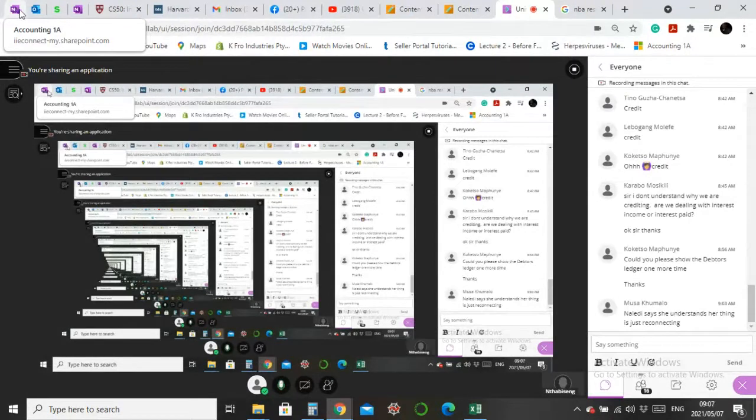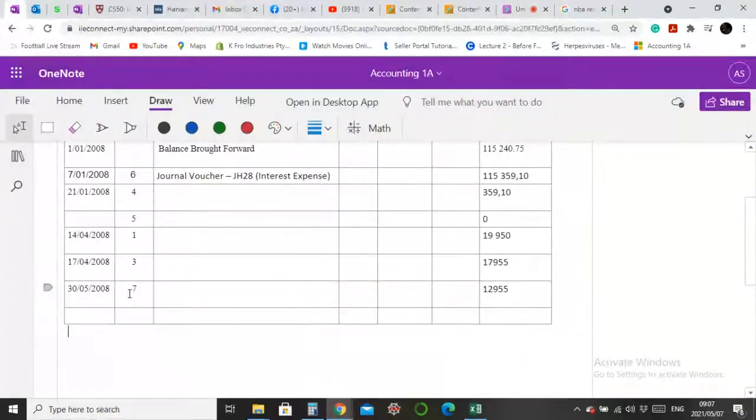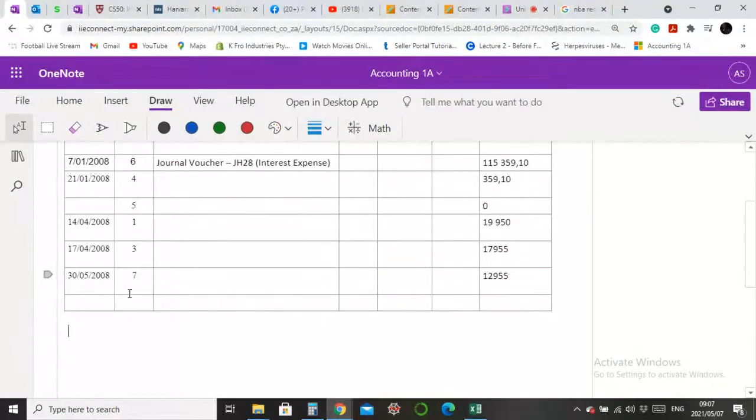Any takers? Going once, going twice. Gone. Okay. So we said 12%, which is 12 divided by 100. Then we are saying for 30 days, but this is 30 divided by 366. Remember that? Because it's a leap year. And then how much was outstanding?